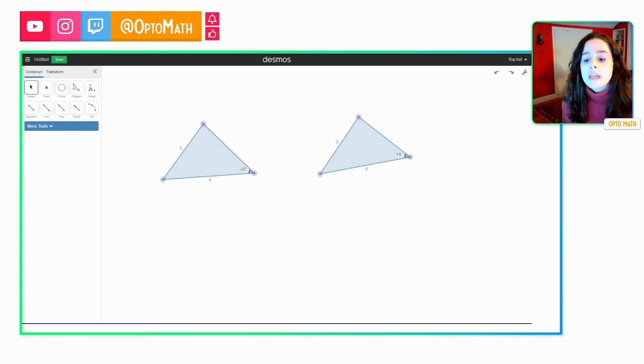So we have on our screen here two sides and an angle in that order, and then two sides and an angle in that order for another triangle. And notice we have congruent sides 3 and 4, 3 and 4, and congruent angles 48 and 48 degrees. So I want to show you that these triangles are not congruent.